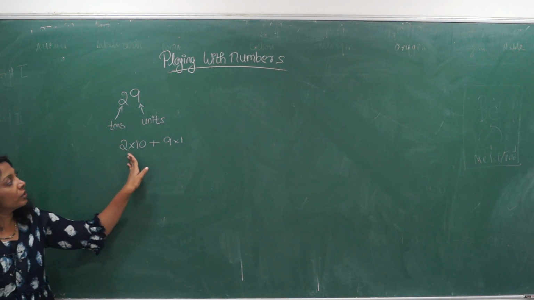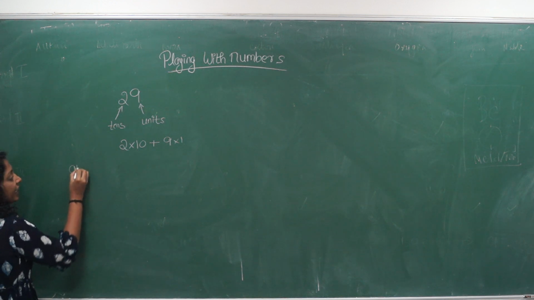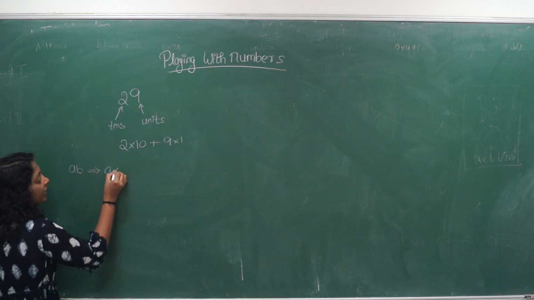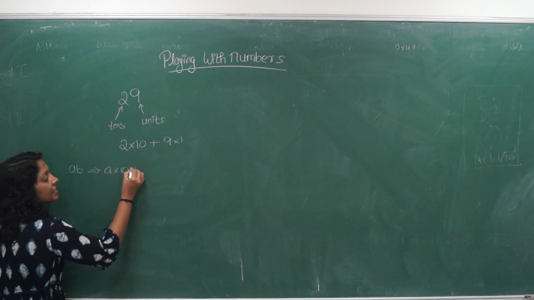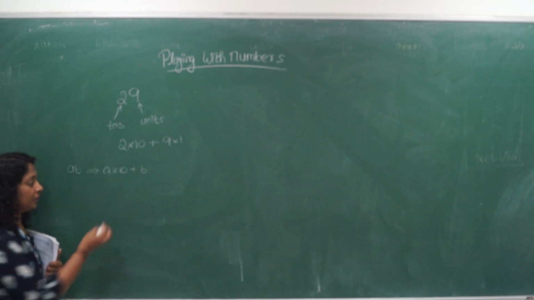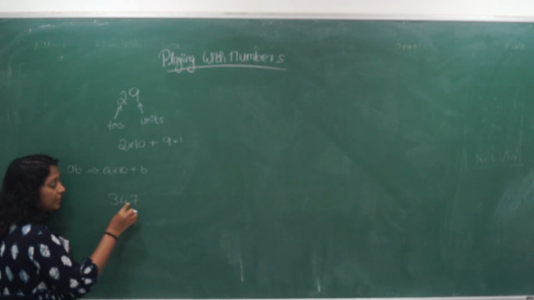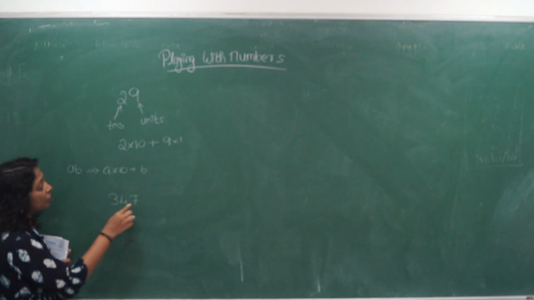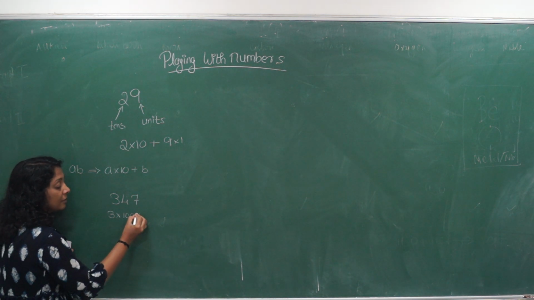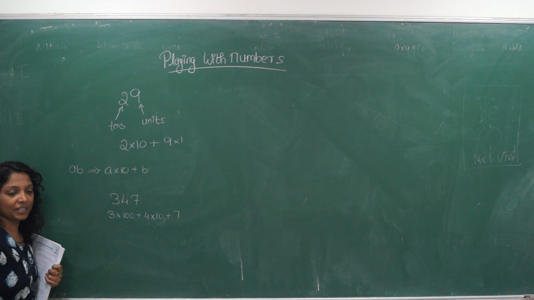So if I want to make a general form of this, what can I write? If I have a 2-digit number ab, then this number is equal to a into 10 plus b into 1, which is b. Similarly, if I take a 3-digit number, maybe 347, this is hundreds place, tens place, units place. So this can be written as 3 into 100 plus 4 into 10 plus 7 into 1, which is 7.